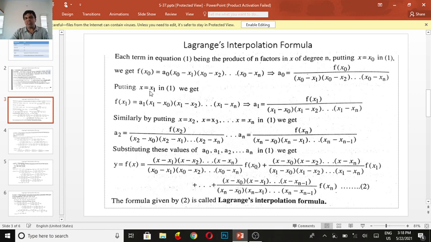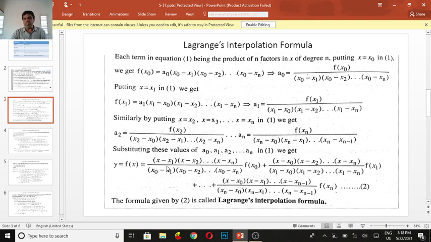Now put x equal to x1 in 1 again. We get f of x1 equal to a1 of x1 minus x naught, x1 minus x2, etc., x1 minus xn. This implies a1 is equal to f of x1 divided by x1 minus x naught, x1 minus x2, etc., x1 minus xn. Similarly, replacing x by x2, x3, up to xn in equation 1, we get a2 equal to f of x2 divided by x2 minus x naught, x2 minus x1, etc., x2 minus xn. Similarly, an equal to f of xn divided by xn minus x naught, xn minus x1, etc., xn minus xn minus 1.